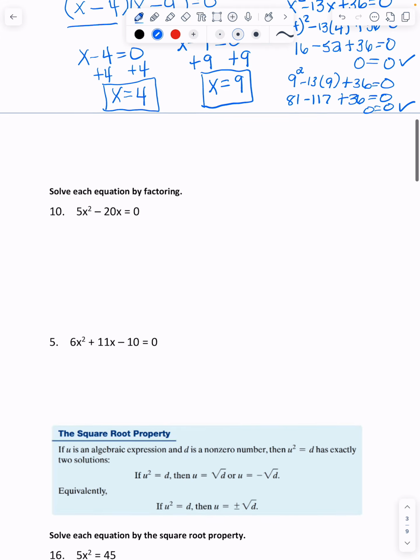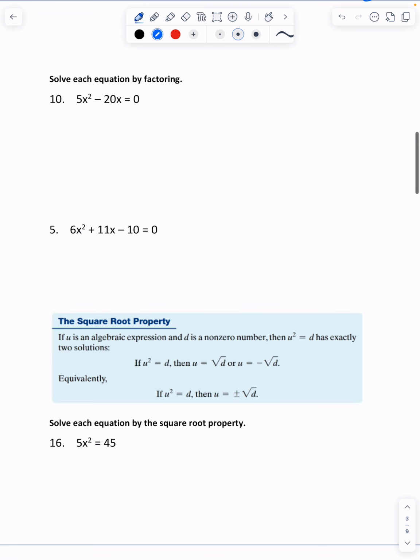All right, looking at number 10, the directions are the same. It says solve the equation by factoring. So be careful that you don't jump in there and just start trying to factor. I see that this has a greatest common factor, so I'm going to take out a 5x. So when I factor a 5x, I get x minus 4 left inside the parentheses. And I cannot factor anymore.